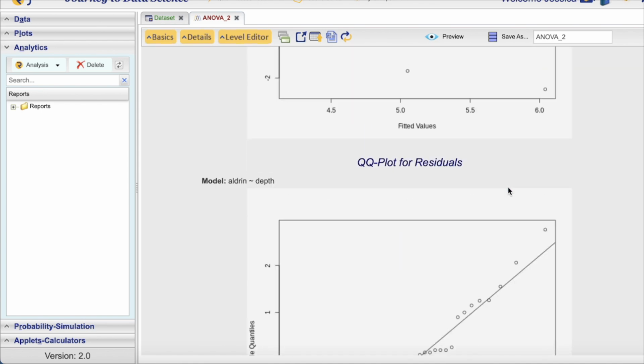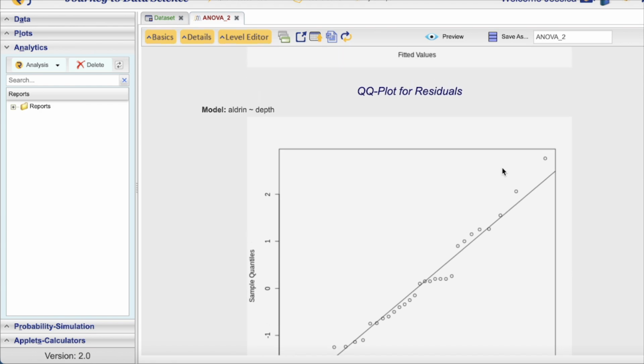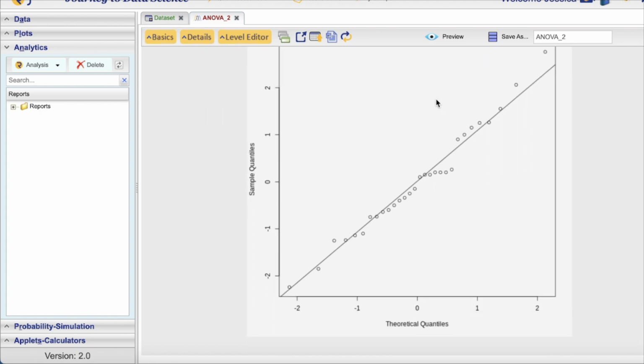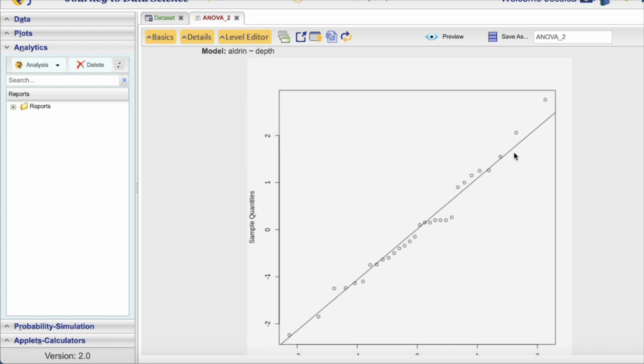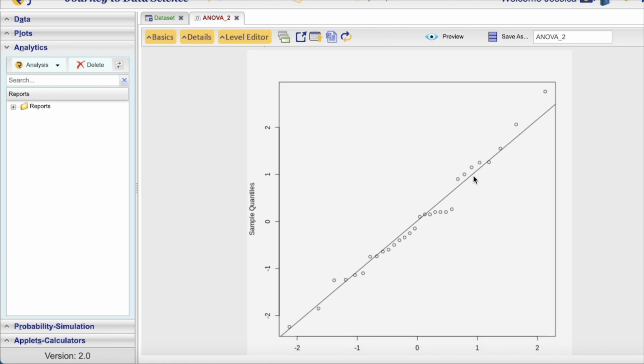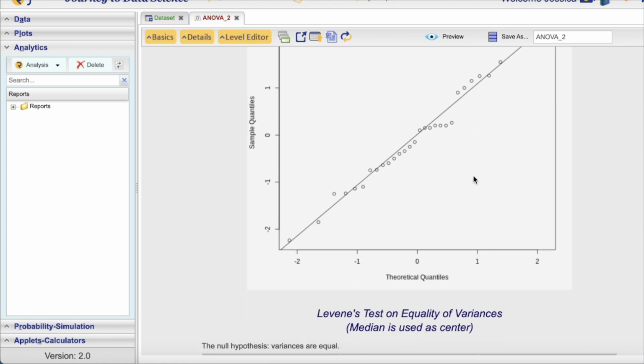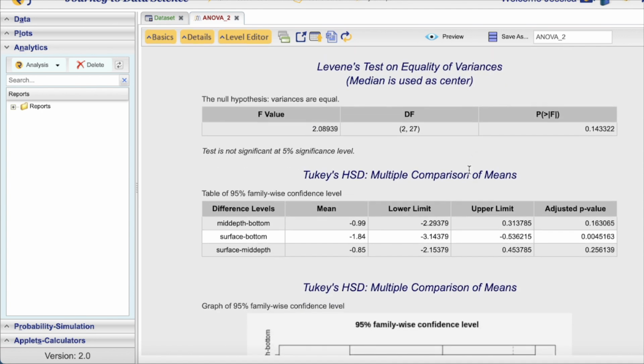We don't need to look at the residual versus fitted, but we do want to look at the QQ plot for residuals. And it does follow a pretty normal distribution looking at the QQ plot, so we're good there. Levene's test for equality would tell us that with a p-value of 0.14, it's not significant, so the variances are equal, so we can continue with our pairwise comparison.